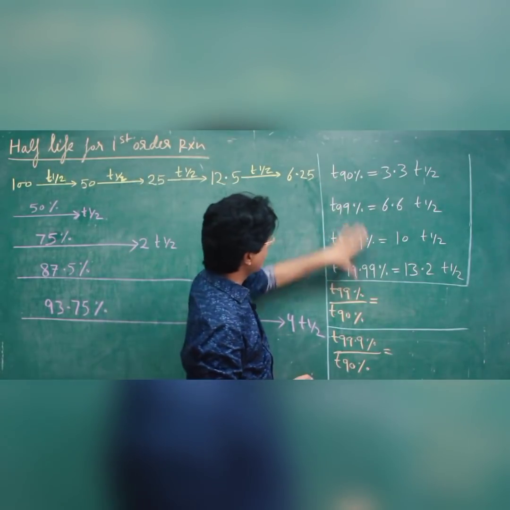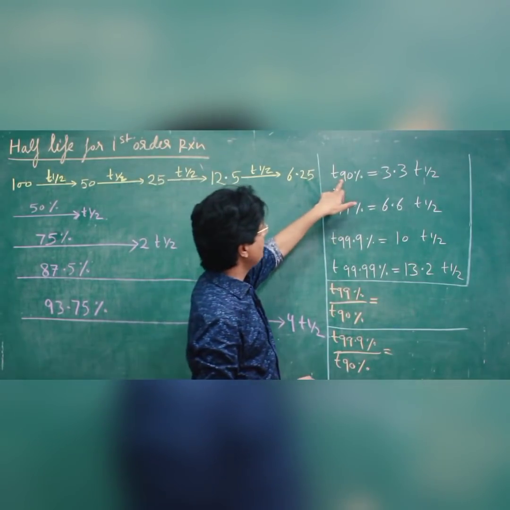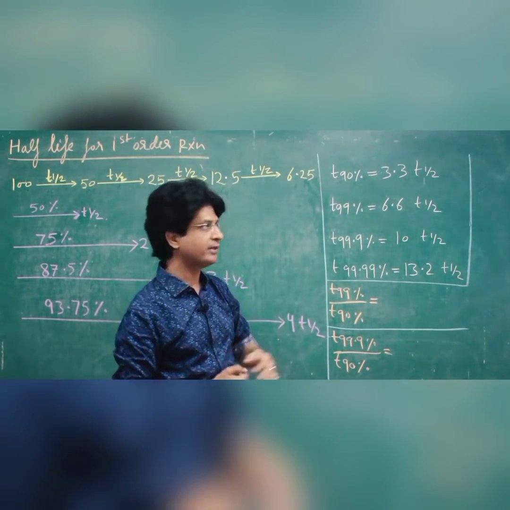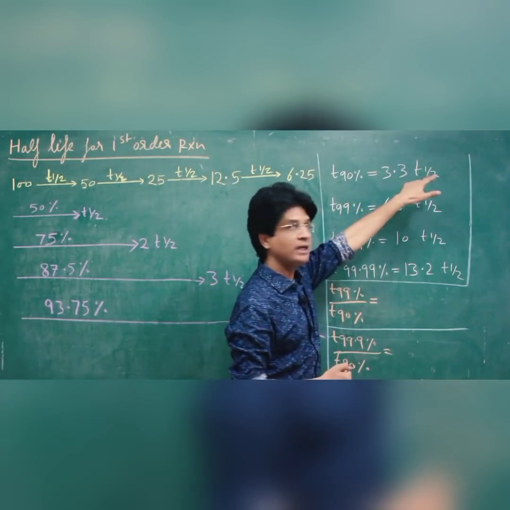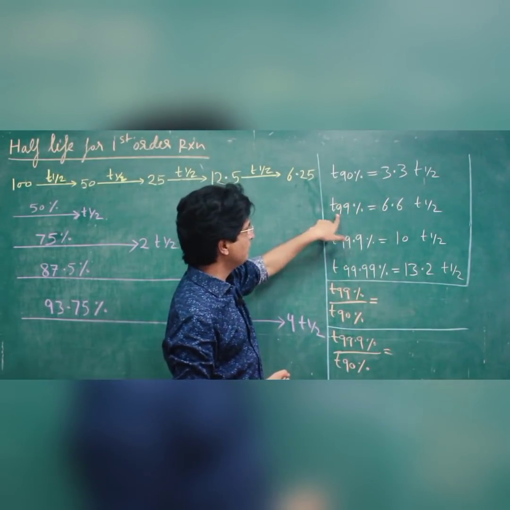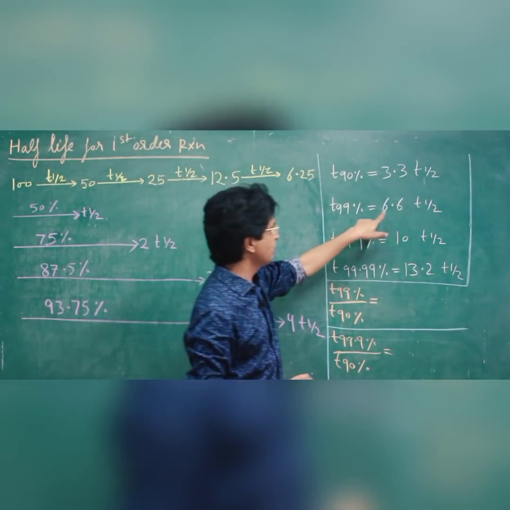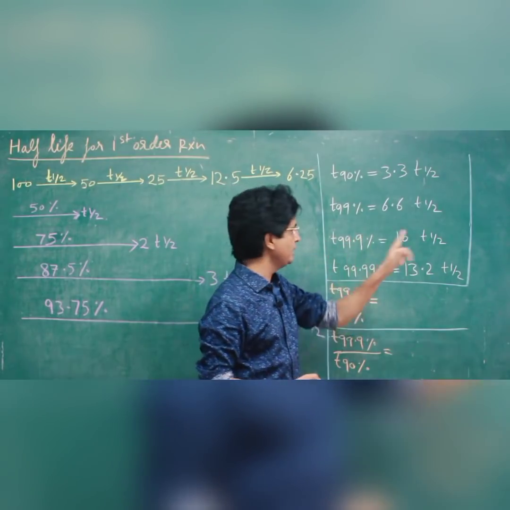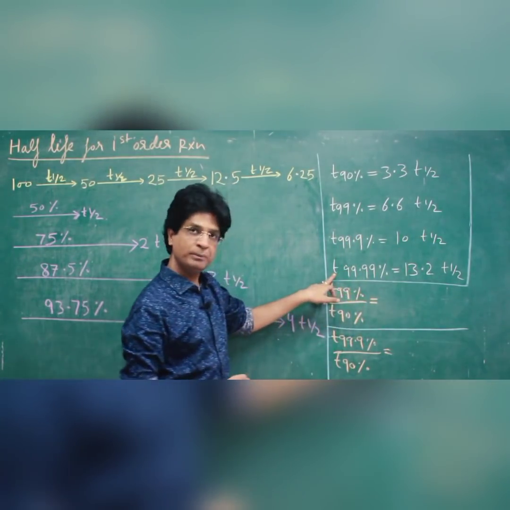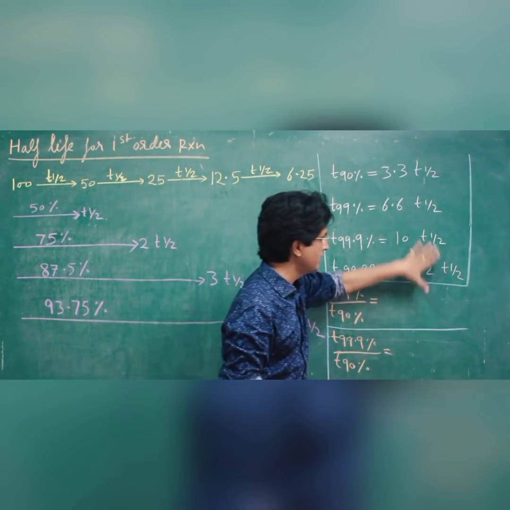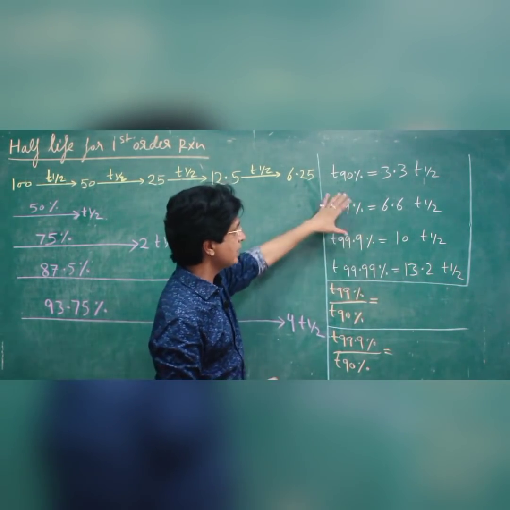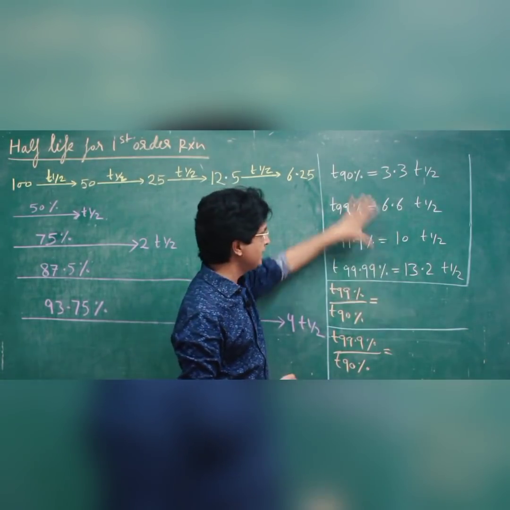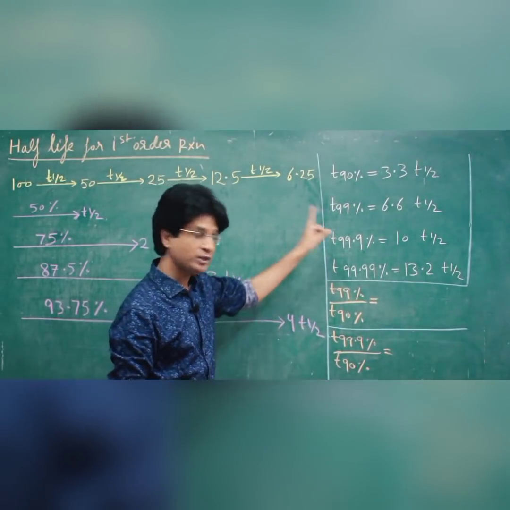Now see, some more data, but very crucial data. The time taken to complete 90% reaction, t 90%, is equivalent to 3.3 half-lives. The time taken to complete 99% reaction is 6.6 half-lives. The time taken to complete 99.9% reaction is 10 half-lives. And the time taken to complete 99.99% reaction is 13.2 half-lives. In the previous 12-13 years, NEET has asked some 6 or 7 questions directly or indirectly on this aspect. This is very crucial.